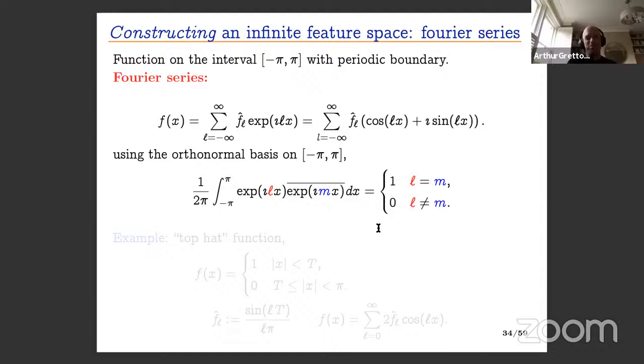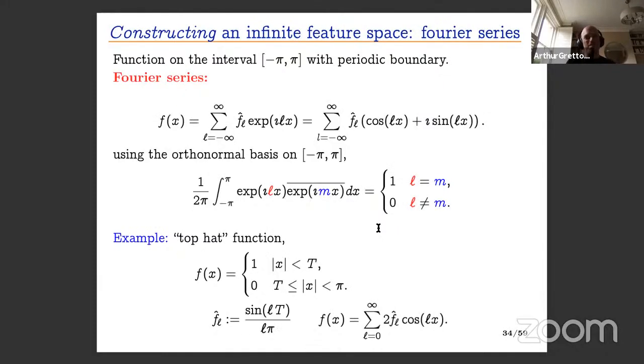So I'm going to remind people of that as we go along, so you don't forget what the bar notation means. Okay, so that was a little bit abstract. So let's look at our real function. We're going to look at the top hat function, which is going to be 1 on an interval where x is smaller than capital T, and 0 when we're outside of that interval.